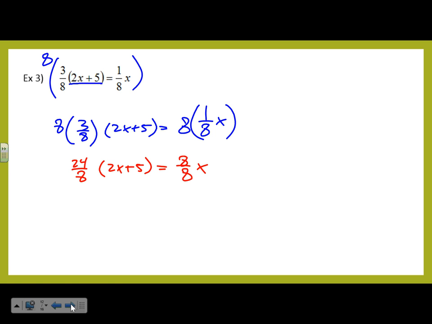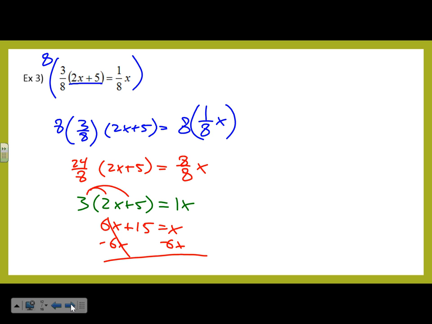24 divided by 8 is 3. 8 divided by 8 is 1. And now we distribute. Subtract 6x. Again, I know I'm going quickly, but you can always pause it or rewind it if you need to. That ends up giving you x is equal to negative 3.